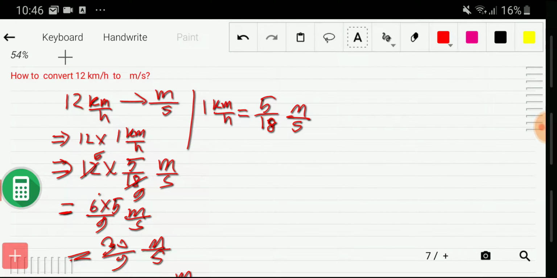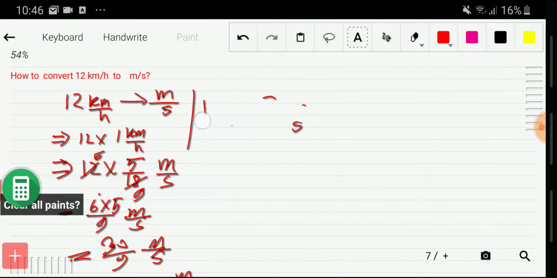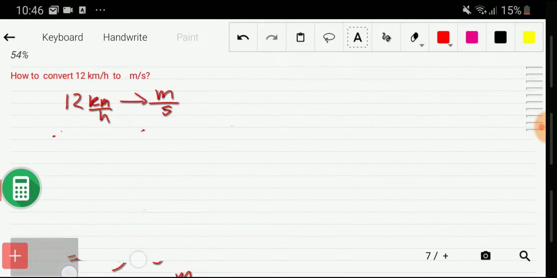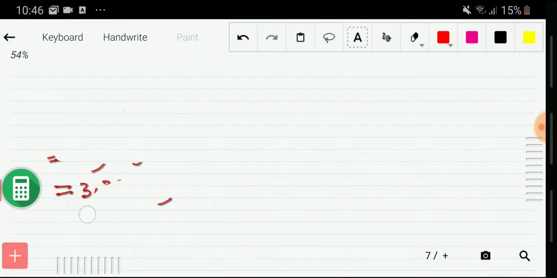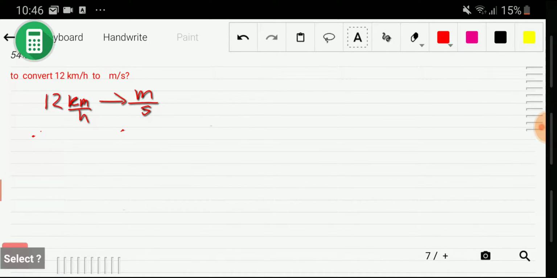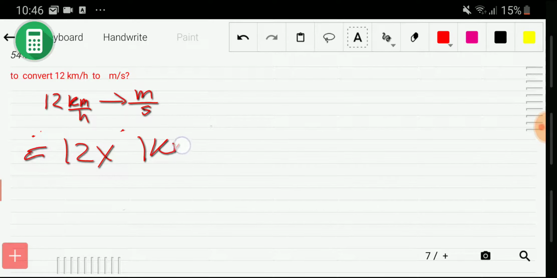So let me show you the second way to convert 12 kilometer per hour to meter per second. So let me delete this at first. Okay. So in the second way, what I'll do is just rewrite 12 times 1 kilometer divided by 1 hour.